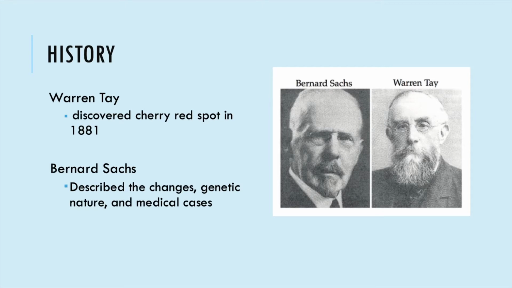So I'm going to be doing my presentation on Tay-Sachs disease. This is a brief history of the disease. So the disease was discovered by two scientists. Warren Tay discovered a cherry red spot in the retina of the eye of one of his patients in 1881. And this was one of the key indicators for the disease.